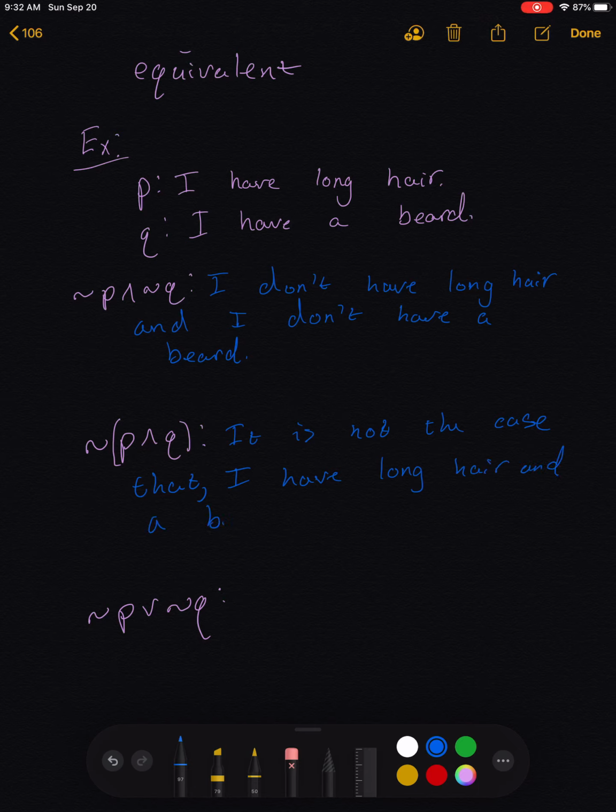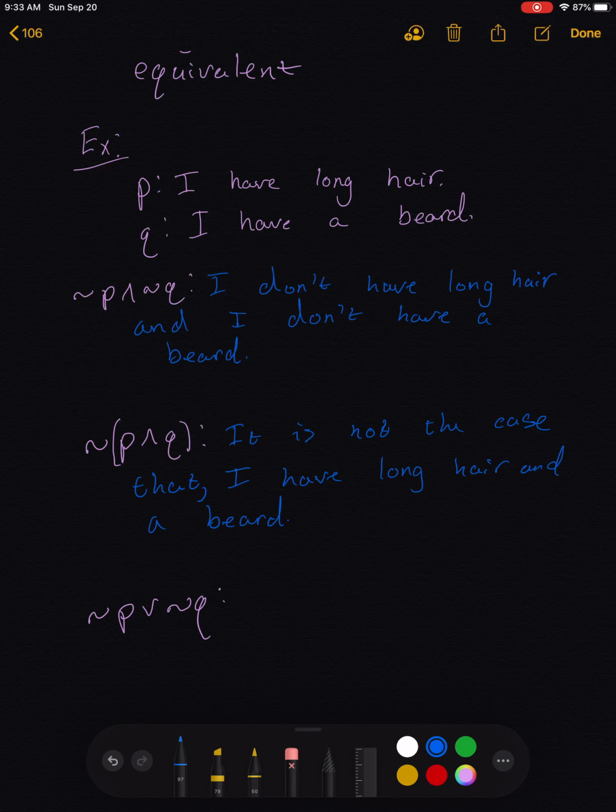Now, grammatically, written out this way, it looks a little awkward. We wouldn't really say it is not the case that I have long hair and a beard, but that is the simplest way to directly translate this from the symbolic statement into the written statement. Now let's think about what this is actually saying. It's saying it is not true that I have both long hair and a beard.